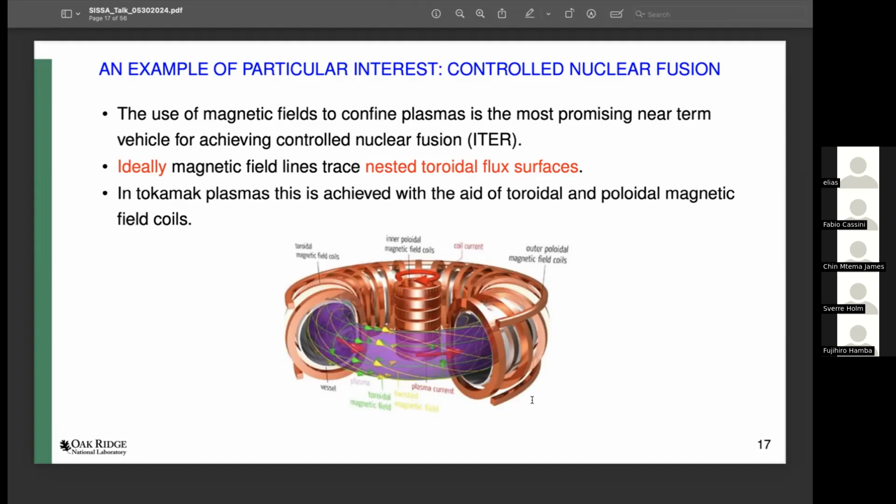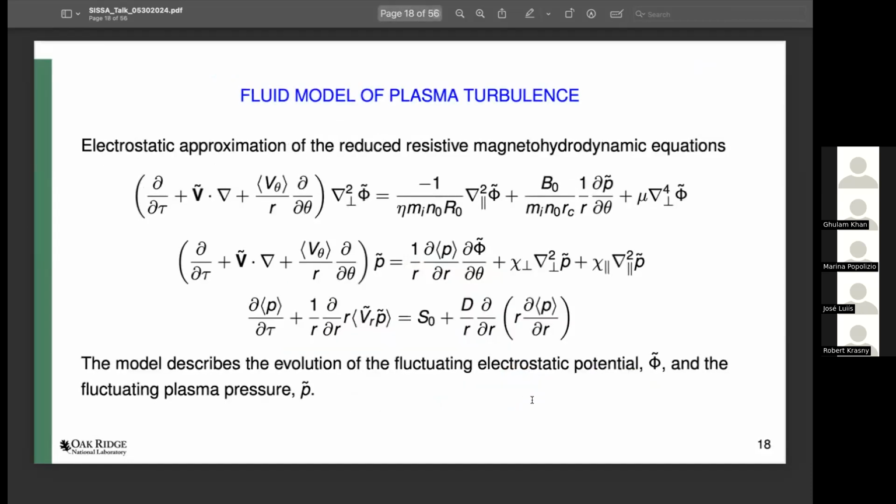And the big problem, the reason why we are still not there, although the future looks extremely promising, as you probably have seen in the news, is the confinement problem. Heat and particles need to be trapped for a long enough time for the nuclear reactions to happen. And this is the main area of research I've been interested in.